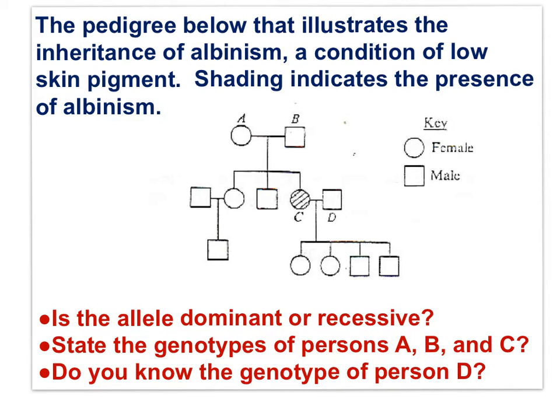Since albinism is a simple autosomal recessive allele, A and B would be heterozygous, C would be homozygous recessive, D marries into the family, and the allele is rare. Thus it is probable that D would be homozygous for normal pigmentation.